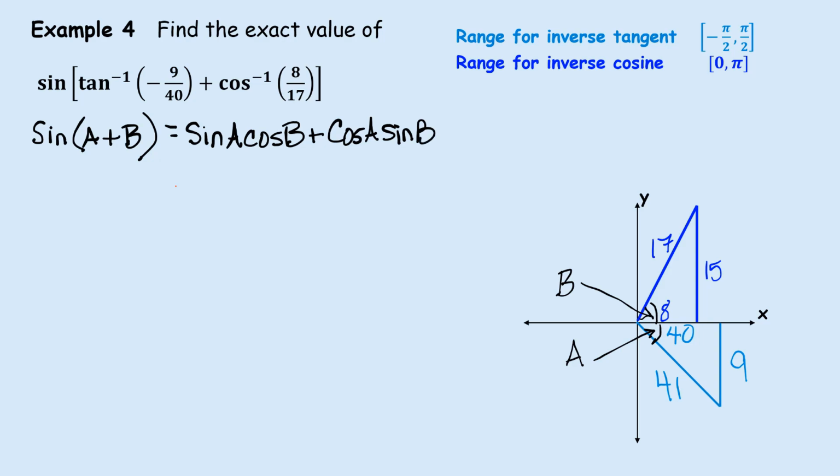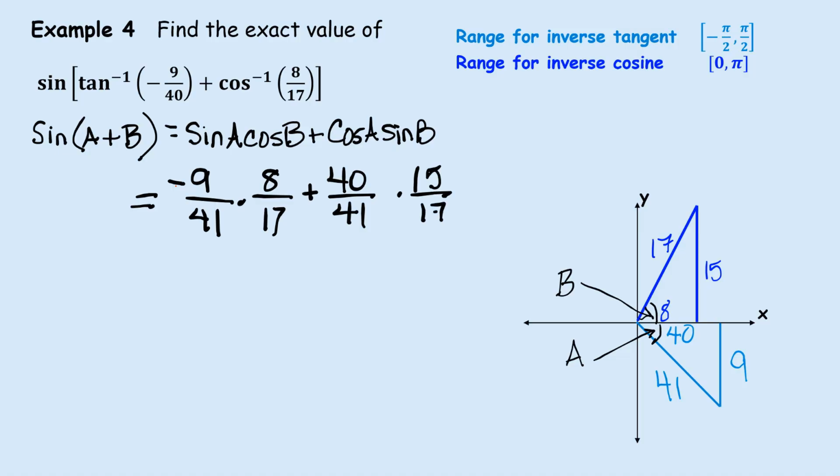The sine of angle A, that's in the fourth quadrant, is going to be negative, and it is opposite over hypotenuse, so negative 9/41. And then cosine of B, that's the angle up in the first quadrant, is going to be adjacent over hypotenuse, that's 8/17. And then we've got cosine A, that's in the fourth quadrant again. Cosine is positive in the fourth quadrant, and so that is adjacent over hypotenuse, 40/41. And then sine B, that's in the first quadrant. It is positive, opposite over hypotenuse.